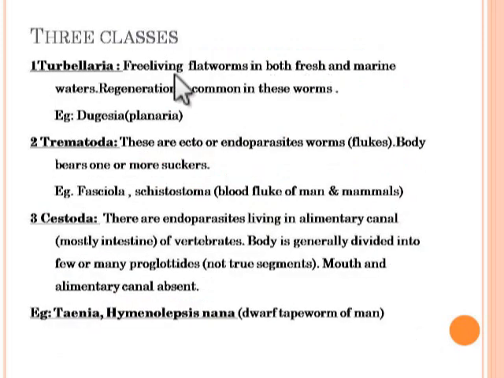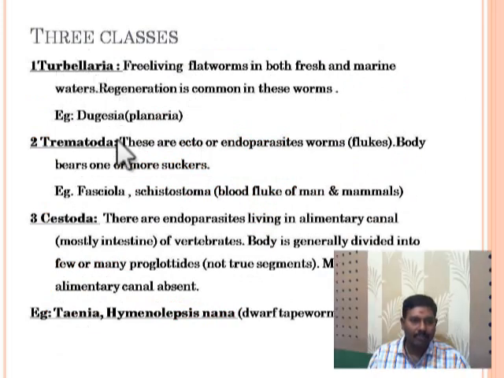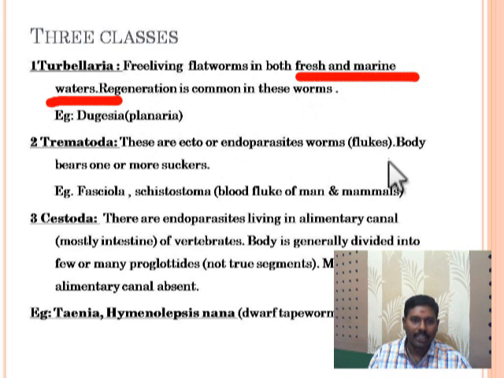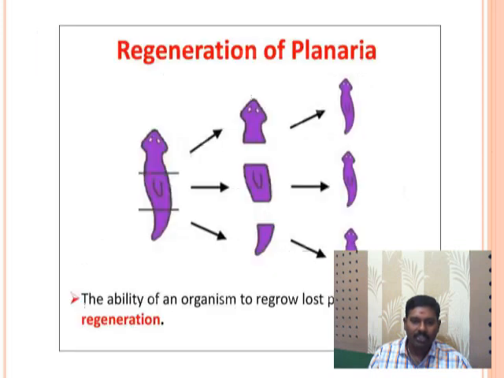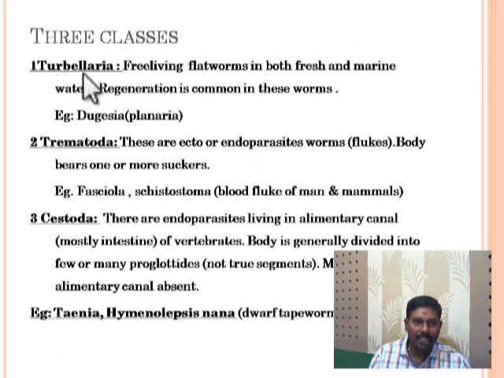Now we will discuss the three important classes of Platyhelminthes. One is Turbellaria, next one is Trematoda, third one is Cestoda. Turbellaria is a free-living, marine water organism. The regeneration is common in this case. As we saw, planaria, its scientific name is Dugesia. They also belong to the class Turbellaria. So regeneration capacity is common among the class Turbellaria.